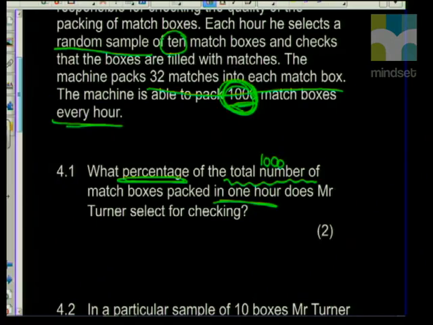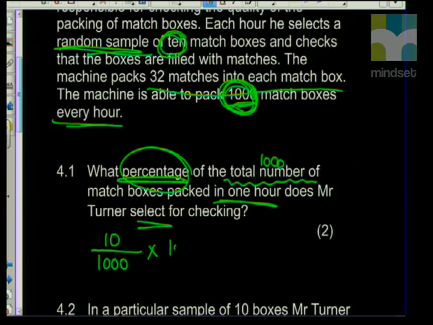Does Mr. Turner select for checking? So he selects a random sample of 10 matchboxes. So I need to write that as a fraction. So he checks 10 out of 1,000. And I need to now change this to being a percentage. How do I change anything to being a percentage? I times it by 100. And if I had to type that into my calculator, it would be equal to 1%.